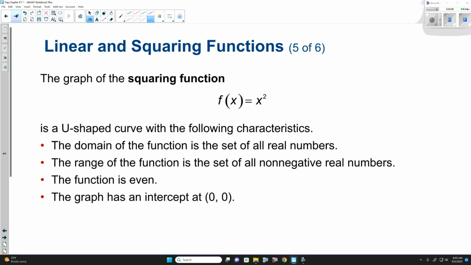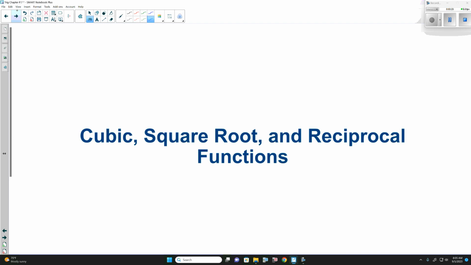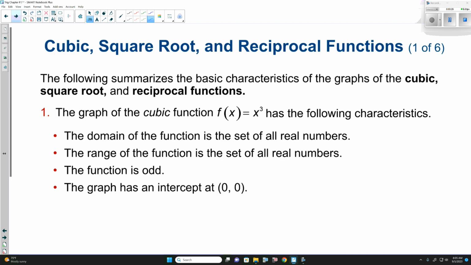Because the domain for any squaring or any quadratic is going to be all real numbers. The range is going to be whatever the maximum or minimum value is and heading in one direction or the other. So this is our square. Then we have cubic, square root, and reciprocal functions. The first one we have is a cubic. F of x equals x cubed.